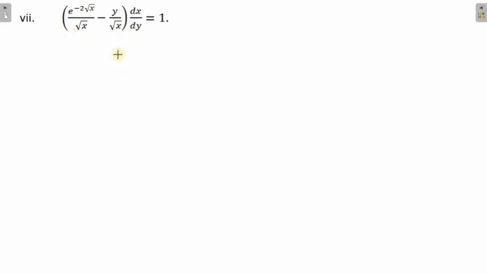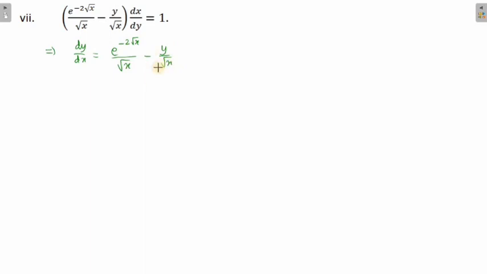So here what I am going to do is the cross multiplication. First and foremost, find what is dy by dx. Always find dy by dx. If you are not able to change that dy by dx into the linear form, then go for dx by dy. So from here, if you take dy here and dx down there, you get dy by dx is equal to e to the power minus 2 root x by root x minus y by root x.